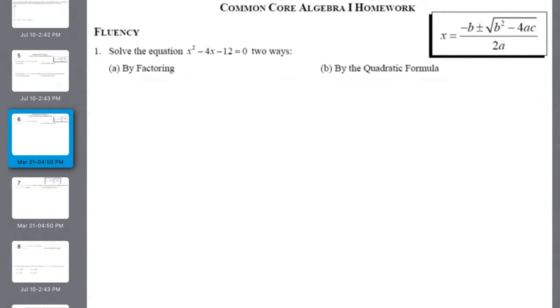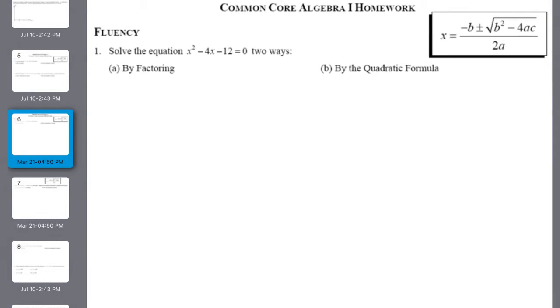Okay, let's try exercise 1 on your homework. Solve the equation x squared minus 4x minus 12 equals 0 two ways: A, by factoring, and B, by the quadratic formula. Well, if we have rational roots, we can always solve this by factoring.